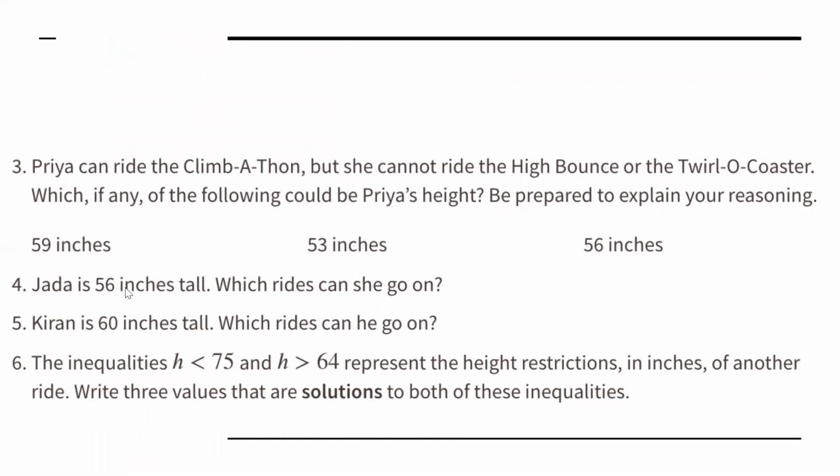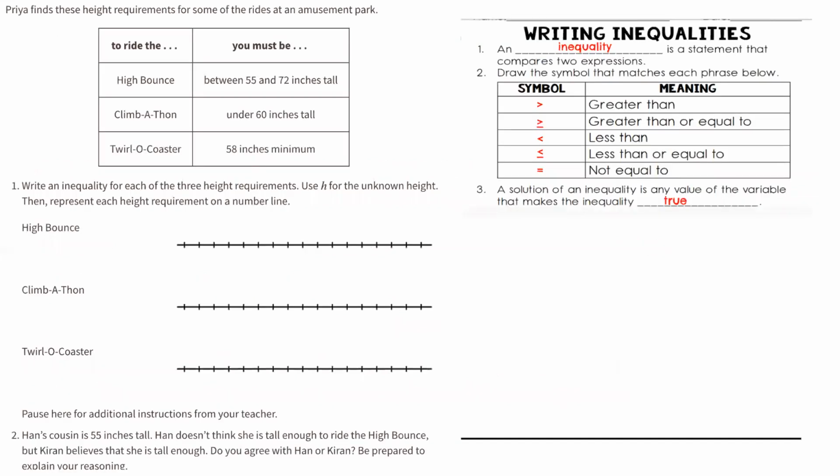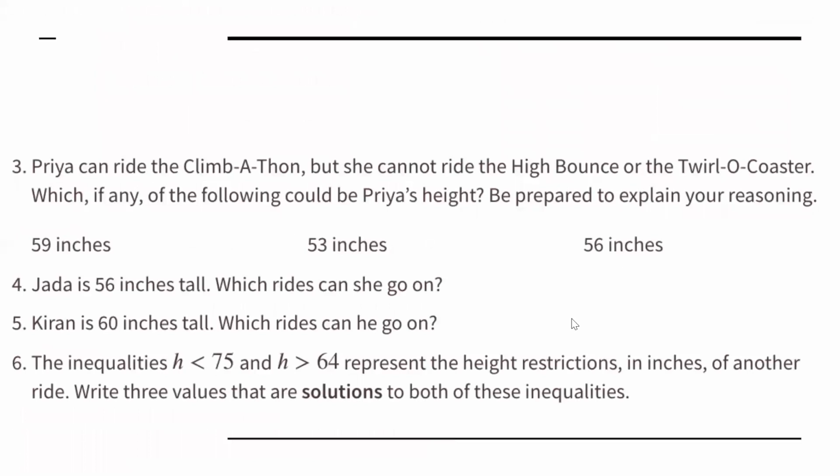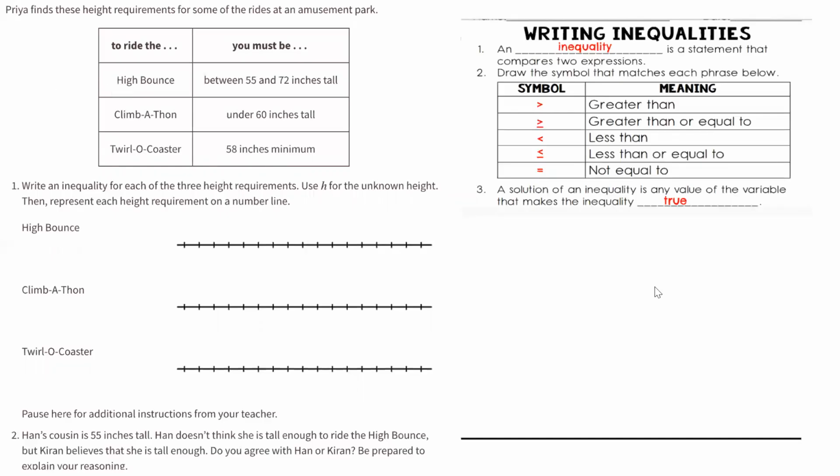We're going to skip these guys. Actually, we can do 4 and 5 really quickly. So 4, Jada is 56 inches tall. Which rides can she go on? If she's 56 inches, she can ride the high bounce because she's between 55 and 72. She can ride the Climb-a-thon because 56 inches is under 60. But she can't ride the twirl coaster because she's not 58 inches and 56 is less than 58. So at 56 inches, you can ride the high bounce and the Climb-a-thon.